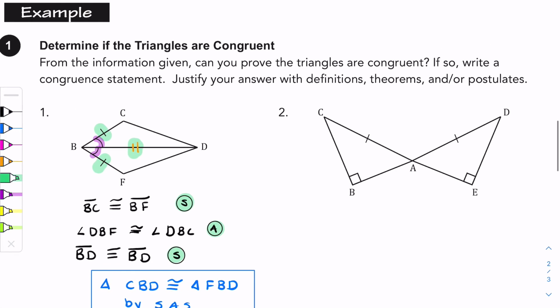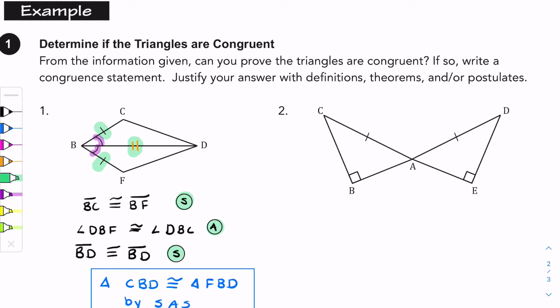Okay, so we just looked at the side, angle, side example. Before I go over number 2, let's just quickly review the 4 postulates that we could potentially use. We could use side, side, side. That was the first one we went over. The second one we went over was side, angle, side, which we just did an example of. Then we went over angle, side, angle. And the fourth one that we reviewed was angle, angle, side.